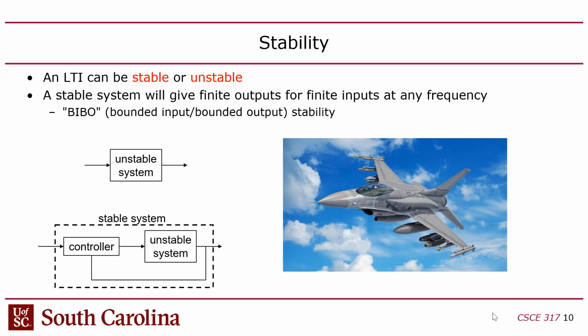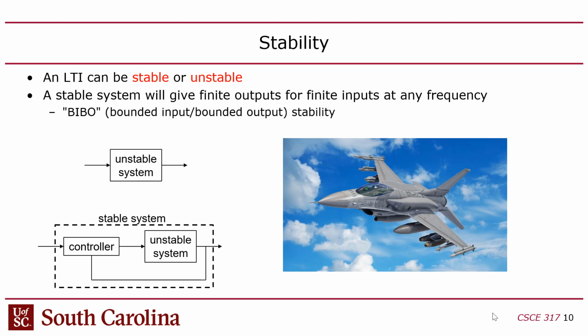So there's this notion of stability, or BIBO, which is bounded input, bounded output stability. As long as the input signal is bounded, you're hoping that the output signal is bounded as well. So I gave this example of an F-16: the physical flight surfaces and the aerodynamics of an F-16 by themselves are unstable, but when you combine them with a controller, it becomes stable.